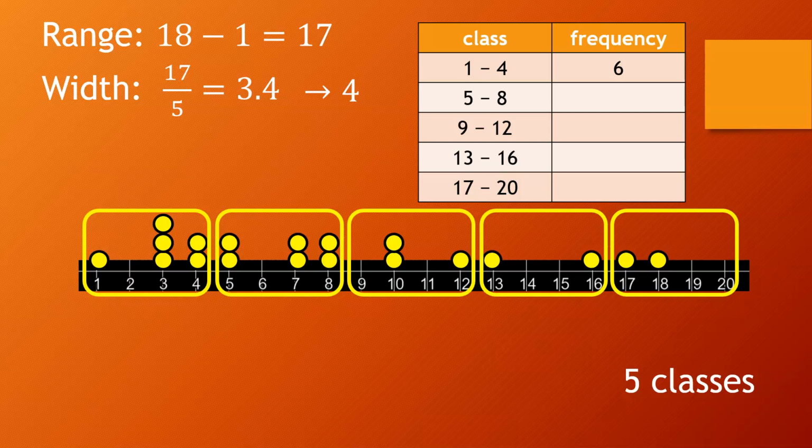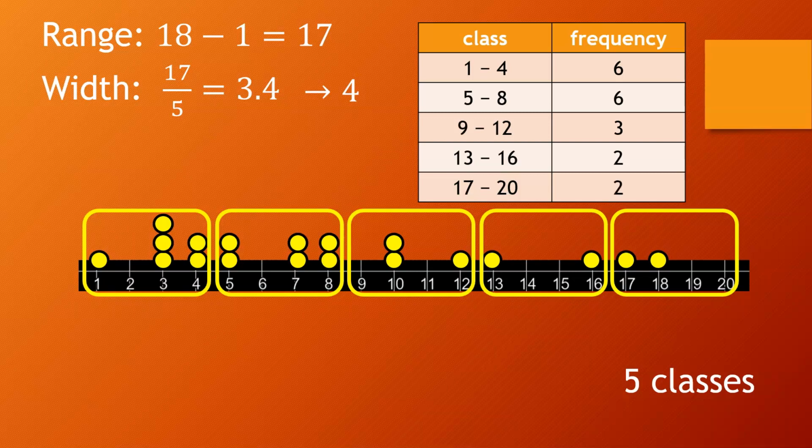We're just counting the dots. Second class also has 6 data values. The class from 9 to 12 has 3 data values. The class from 13 to 16 has 2 data values. And the class from 17 to 20 also has 2 data values.